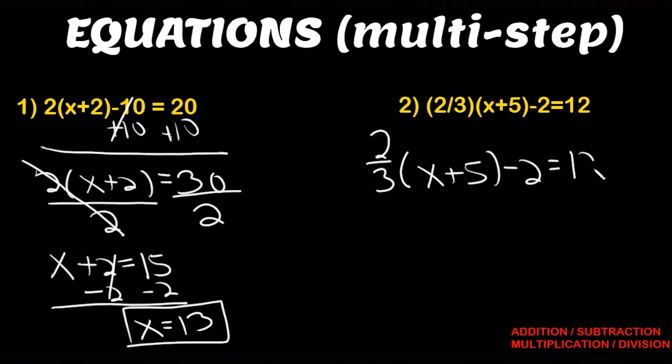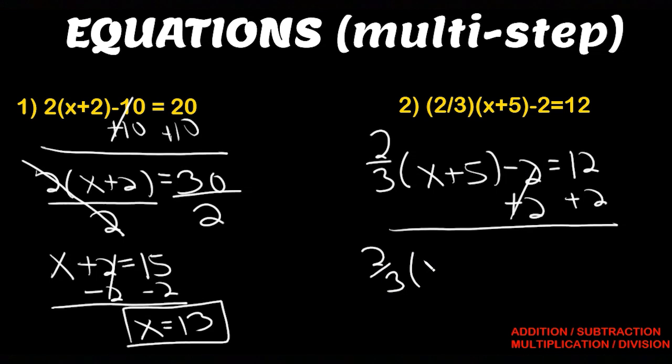So in this problem here, our first step, we're going to want to get rid of this minus 2, right? So I'm going to add 2 on both sides. Okay, this will cancel. Bring down this fraction 2/3. Then we have x plus 5 equal to, and again, this canceled here, and now we have 12 plus 2. That will give us 14, so equal to 14.